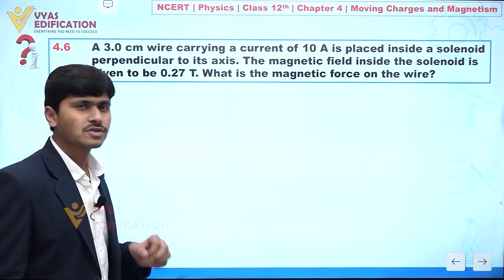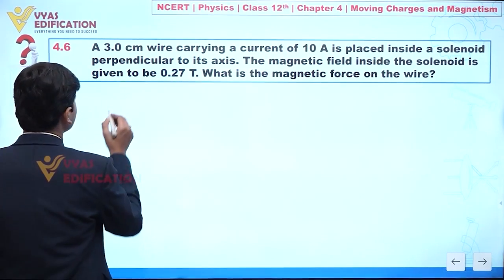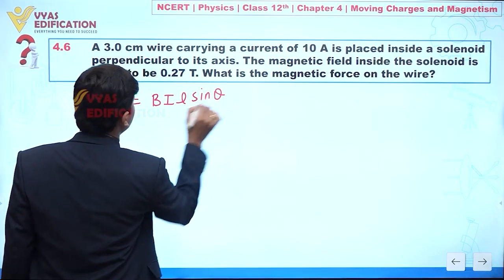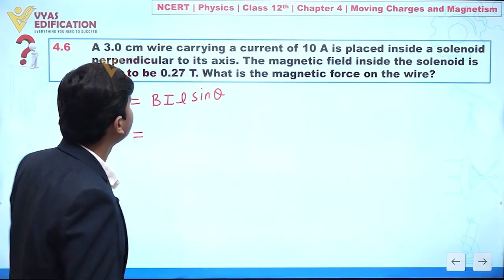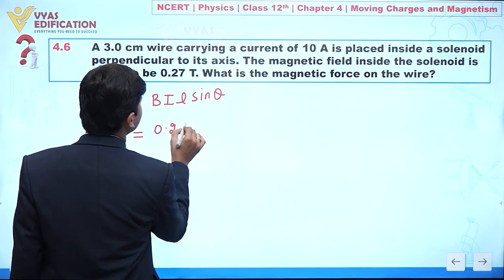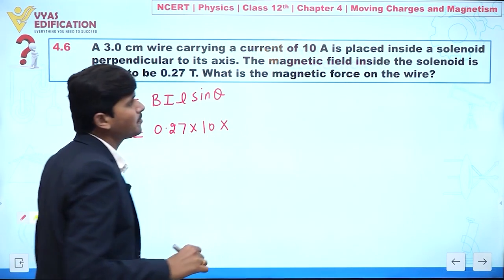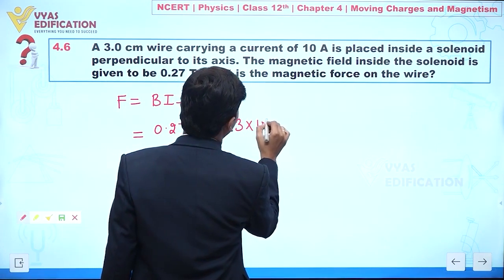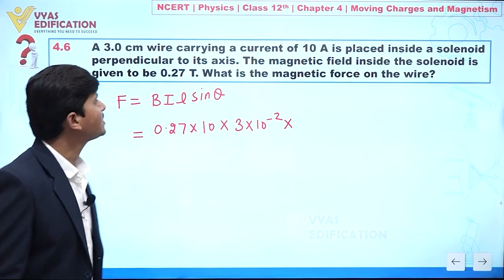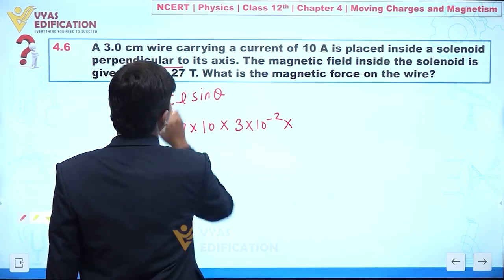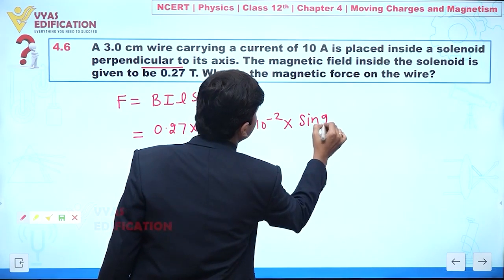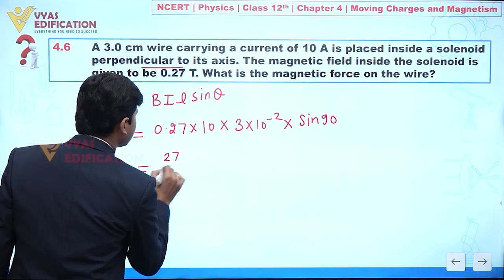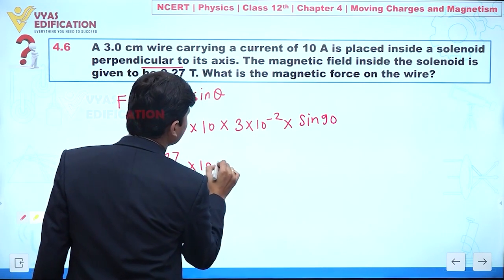Our objective in this question: the magnetic field inside the solenoid is given, so what is the magnetic force? This is a formula based question. Force is given by BIL sin theta. Clear? The value of the magnetic field is 0.27, the current is 10, and the length of the wire is 3 into 10 to the power minus 2. It is placed perpendicular to the axis, so the angle between the current and the magnetic field is 90. Clear? So this is 27 by 100 into 10 into 3 into 10 to the power minus 2.